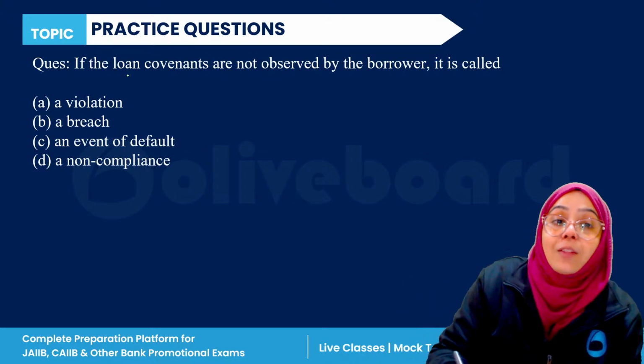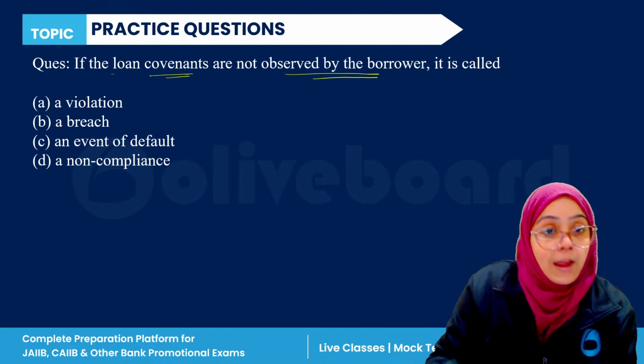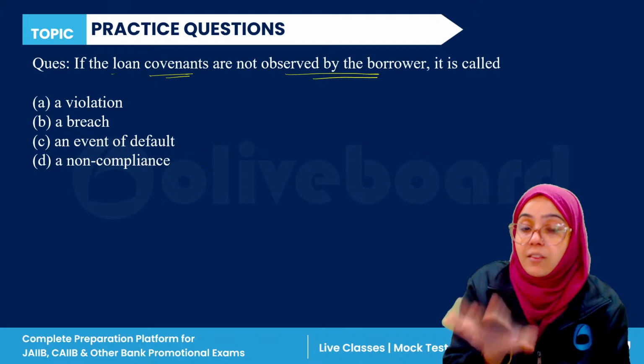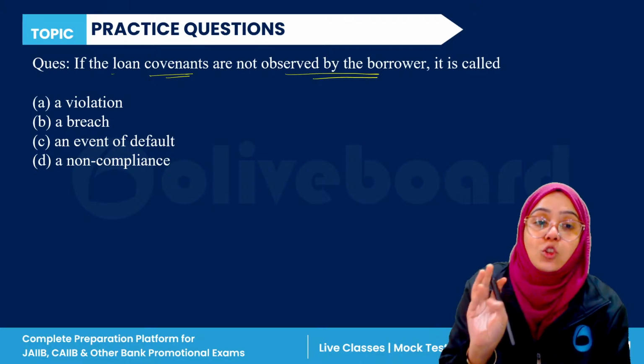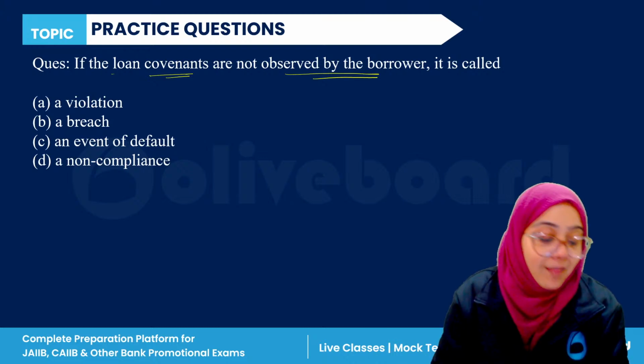Next question. If the loan covenants are not observed by the borrower, it is called a violation, breach, an event of default, or a non-compliance. Everyone, please answer this question.